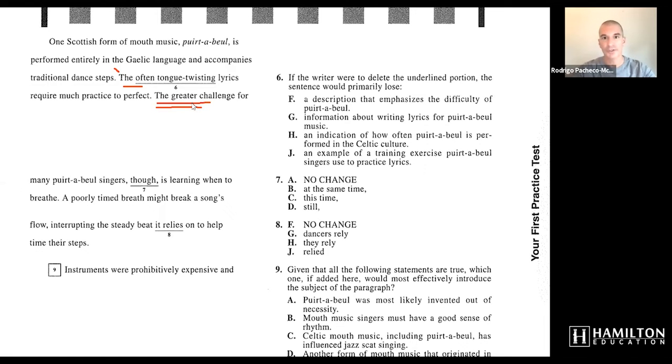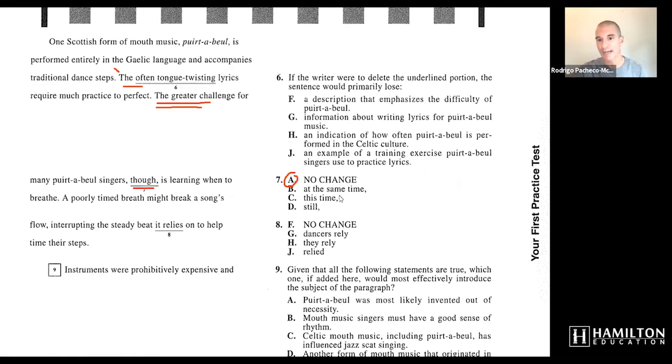So that's the relationship that we have between these two sentences, a contrast. And it's a contrast to emphasize the difficulty of this second thing that's mentioned, learning when to breathe. So what we need here is a transition that gives us a contrast. As we see here with A, no change, though, is used for contrast. This is why A is our correct answer.